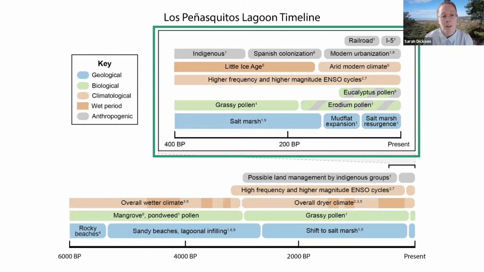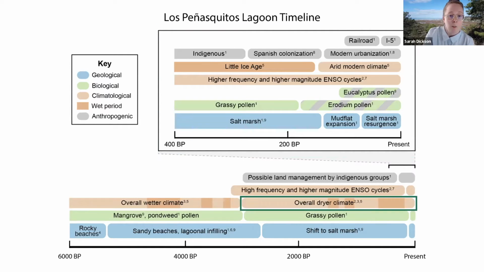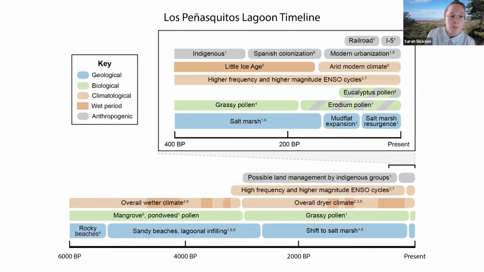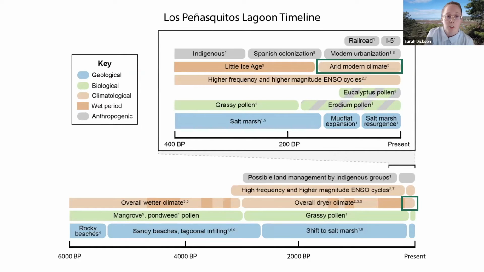We can separate the climatic history of the local region into two phases: an overall wetter climate, which prevailed until about 3,000 years ago, and an overall drier climate that persists to present day. Within these two phases, there have also been anomalous intervals of distinctly wetter climatic conditions, indicated by the dark orange bars. During the overall dry period, these intervals culminate with the Little Ice Age, which took place from 600 to 150 years ago, followed by the transition into today's modern arid climate.